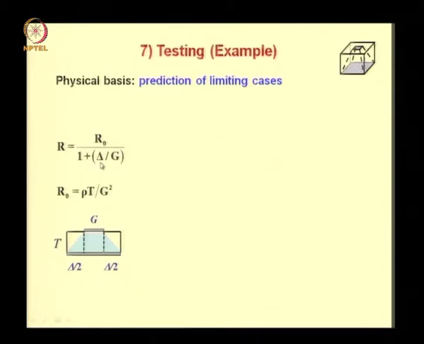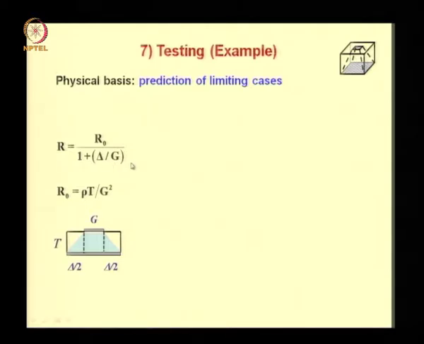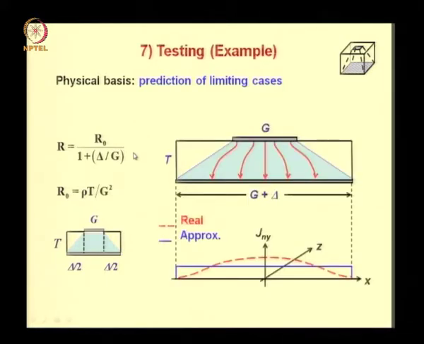Let us take the case delta tending to infinity. So when delta tends to infinity, in other words, this bottom contact extends farther and farther away from the top contact, you find the resistance is approaching 0. Now is that really correct? Let us check. Here is the current flow pattern, the actual current flow pattern and our approximate pyramidal current flow that we have assumed.